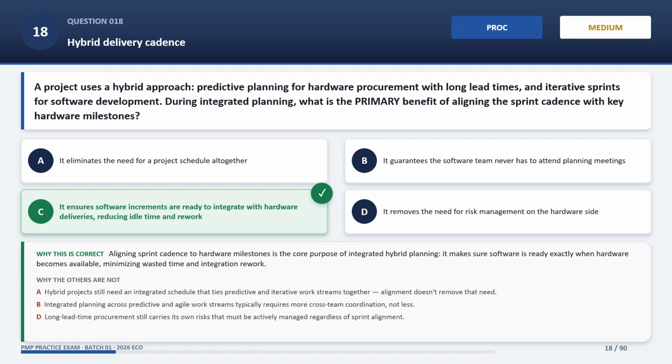It guarantees the software team never has to attend planning meetings is incorrect. Integrated planning across predictive and agile work streams typically requires more cross-team coordination, not less. It removes the need for risk management on the hardware side is incorrect. Long lead time procurement still carries its own risks that must be actively managed, regardless of sprint alignment.